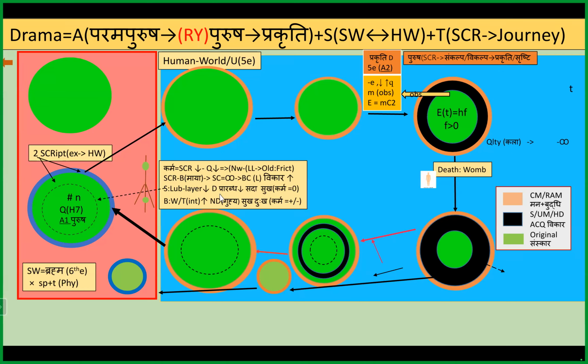And that lubrication layer is actually the prarabdha. Because the prarabdha is getting executed, it is a deterministic world, and then we will always have only sadasukh, or karma equal to zero, and that is actually the definition of heaven. So this is when the soul conscious layer is getting executed.